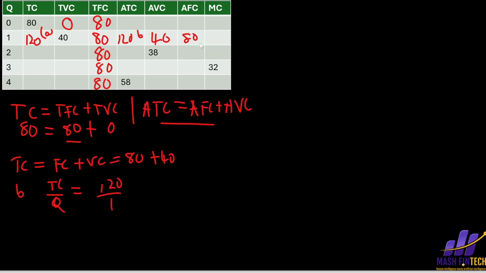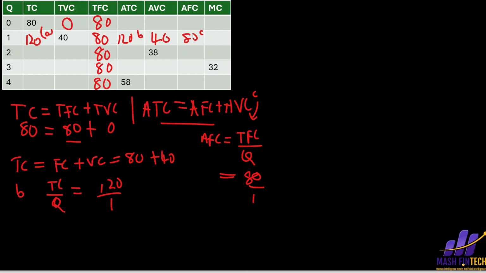Alternatively, I'm going to code this C and show it here. To get the average fixed cost, you can still do it like this: for C, the average fixed cost is equal to the total fixed cost over the quantity. Total fixed cost is always 80. The quantity in this instance is 1. 80 over 1, which is equal to 80. That's how you get that.